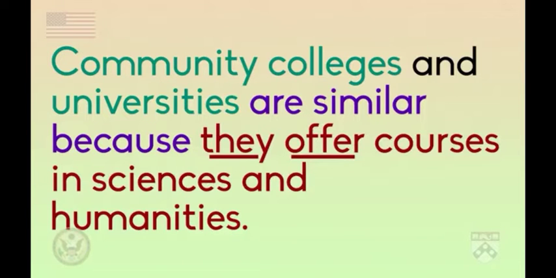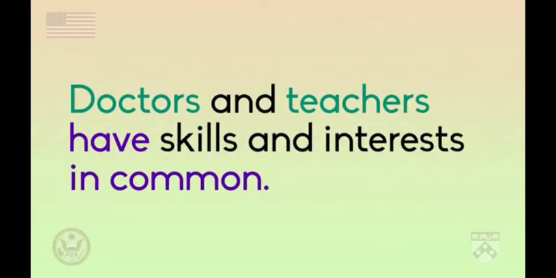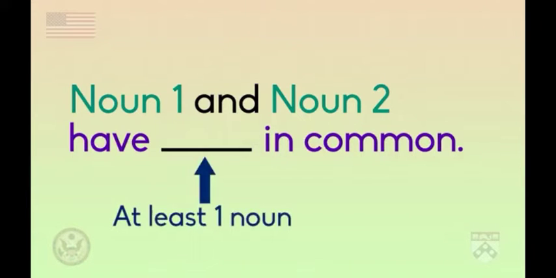Phrase number 2, have something in common. Doctors and teachers have skills and interests in common. Again, the two nouns being compared are doctors and teachers in green. Then you see the phrase, have blank in common, in purple. The nouns, skills and interests, go in the middle of the phrase. It is important to note that you must use at least one noun in the middle of this phrase.